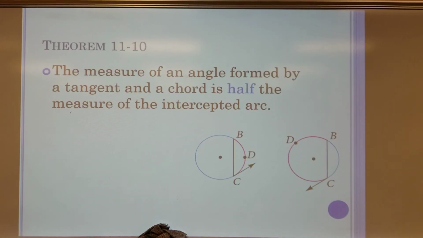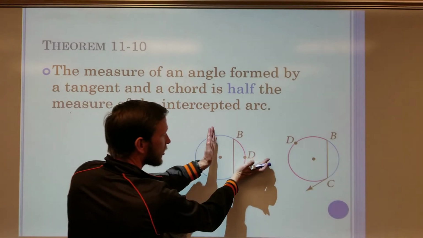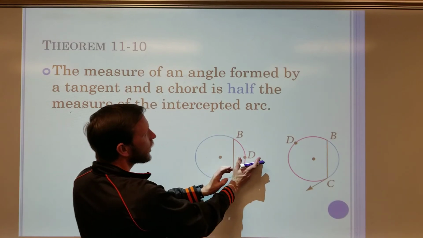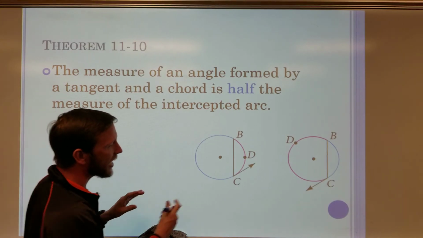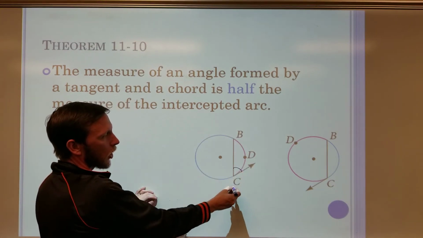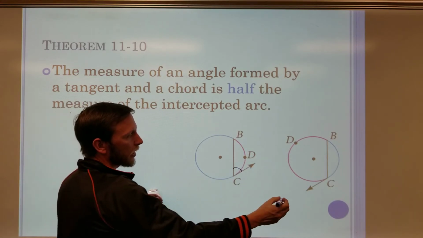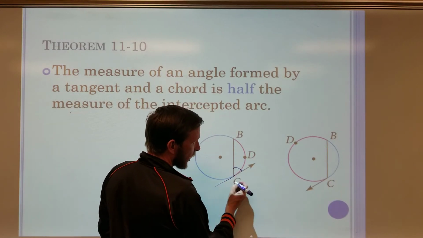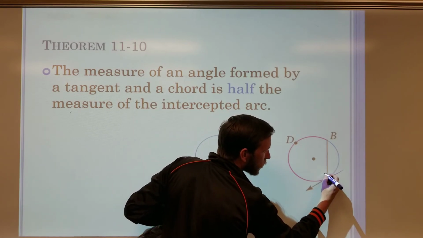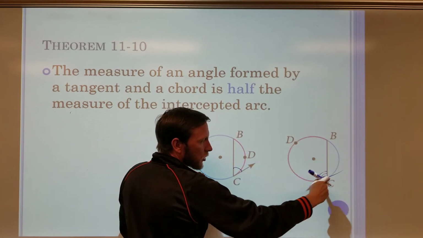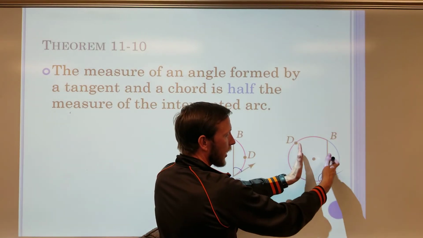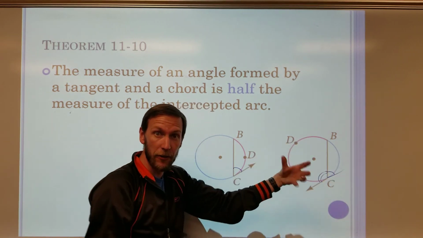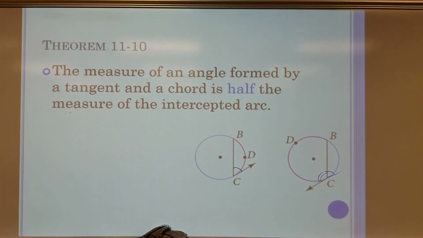All right, this is the last concept here. The measure of an angle formed by a tangent, segment, ray, or line, and a chord is going to be half the measure of the intercepted arc. All right, so the measure of this angle here is going to be half the measure of arc BC. Likewise, on the other side of the tangent line, the measure of this angle is going to be half the measure of that intercepted arc. These angles are going to be supplementary. They're both going to be half of the intercepted arc, and so together they are half of 360. All right, so they make a straight angle together.